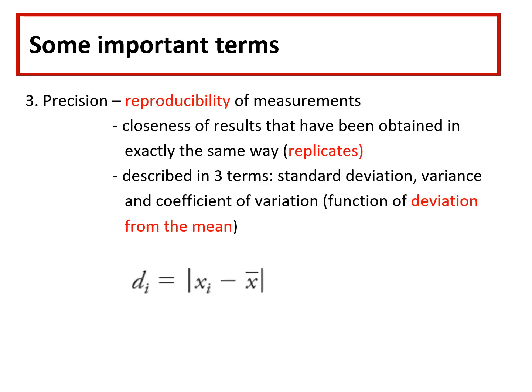Another important aspect in describing the experimental data is the precision. This refers to the reproducibility of measurements, in other words, the closeness of replicated measurements. To describe the precision, we can use the standard deviation, variance, and coefficient of variation. All of these three are a function of the deviation from the mean, or the d sub i.